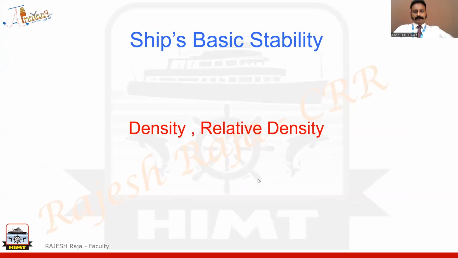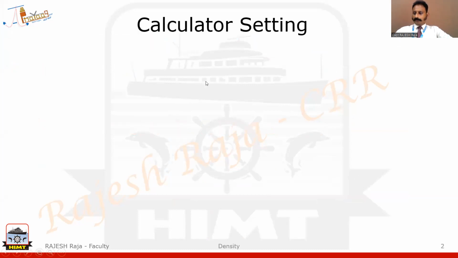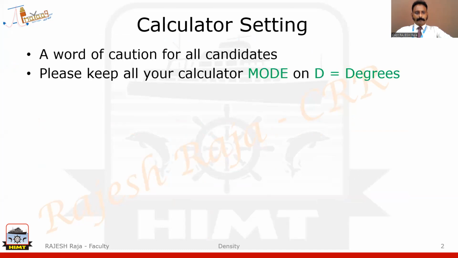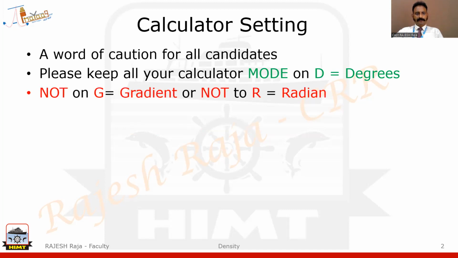Okay. This is one of the first topics, as I said, when you look into your stability chapters, which will be for your pre-sea level also. I'm going to give you a quick word of caution before you start doing any calculations on your calculator. Try to keep your mode setting. This mode setting has got three options available: one is degrees, then gradient and radian. Make sure your mode is set on degrees.